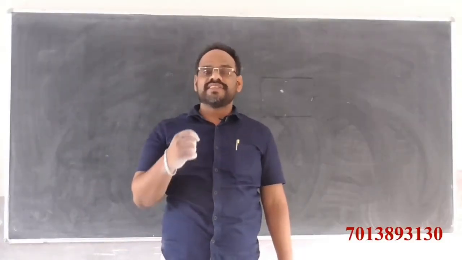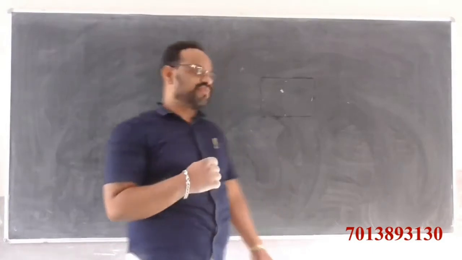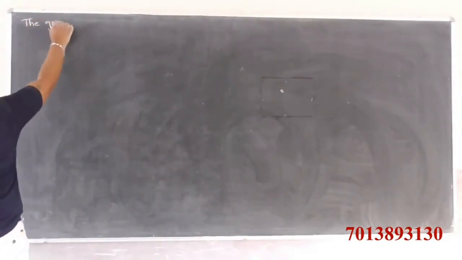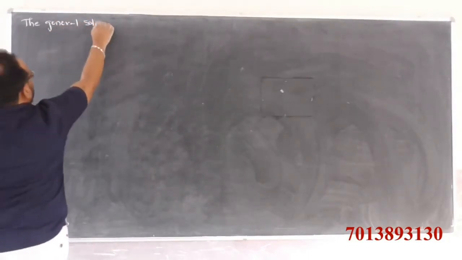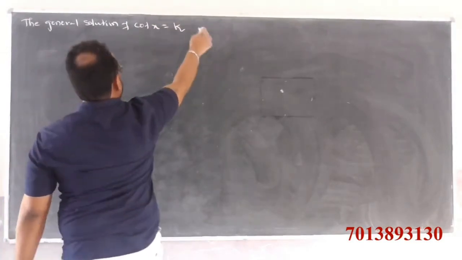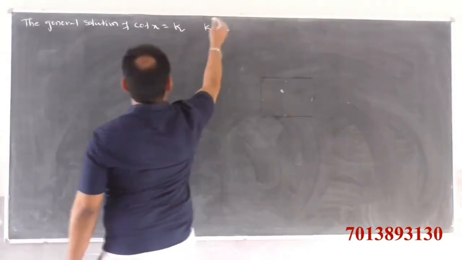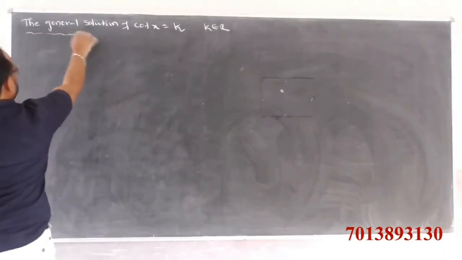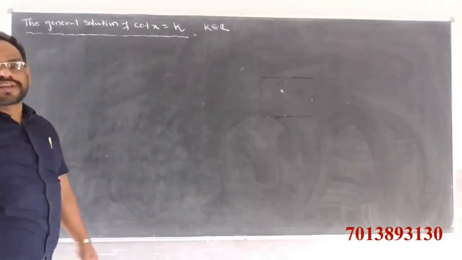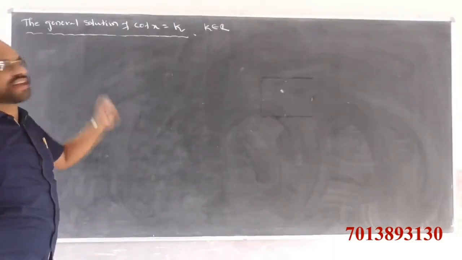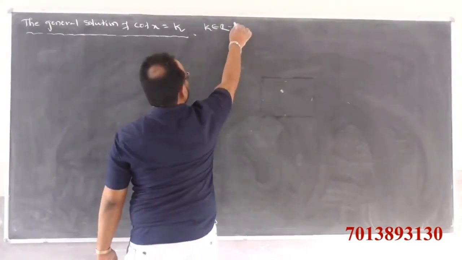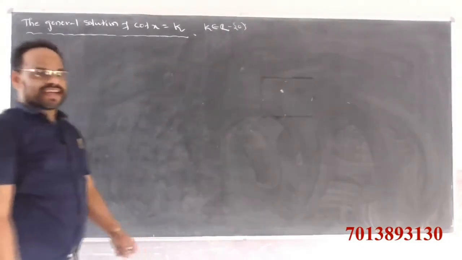The general solution of cot x equals k, where k belongs to any real number except 0.